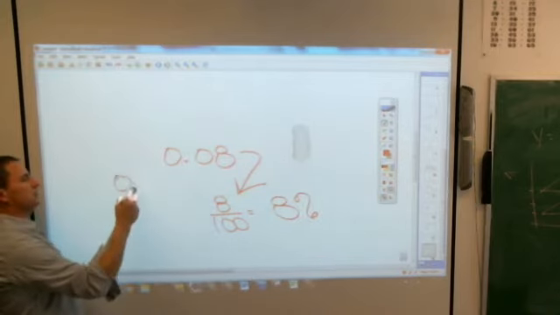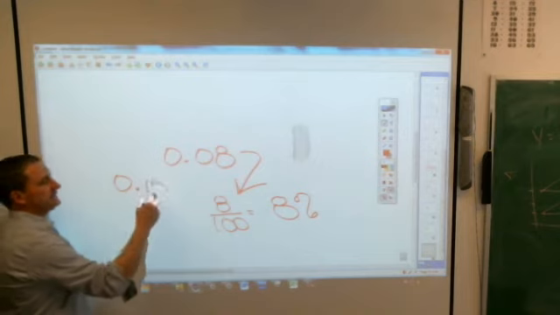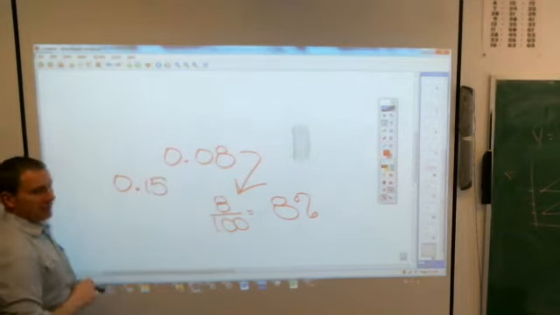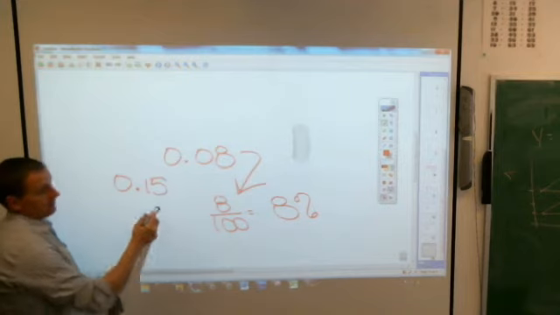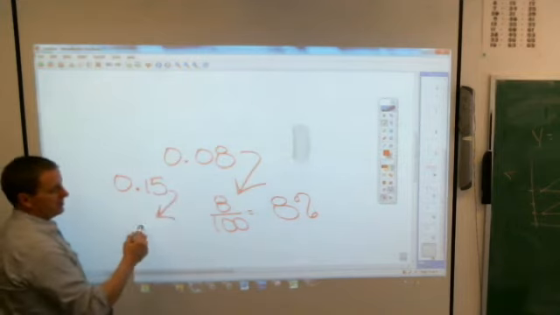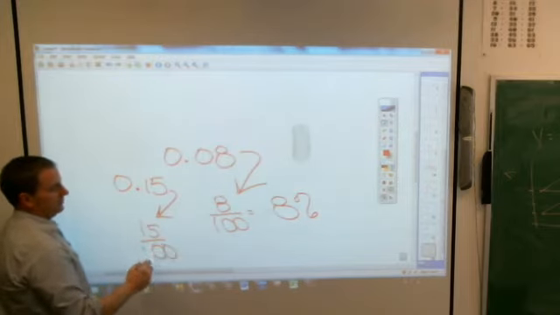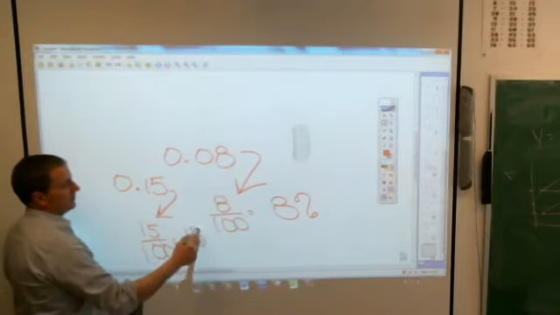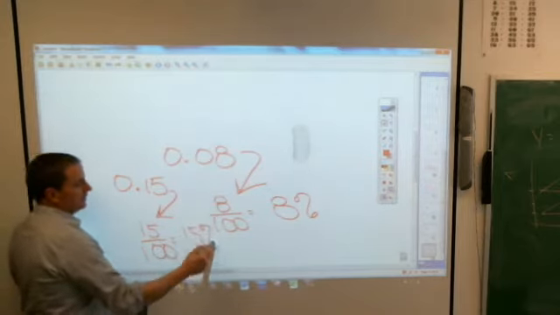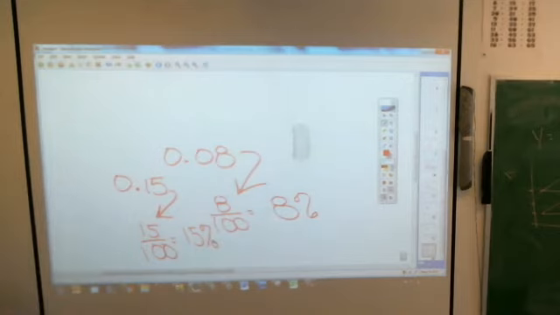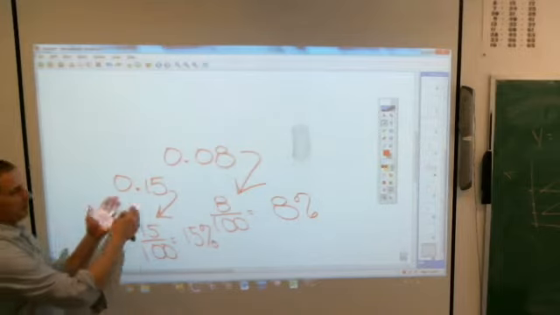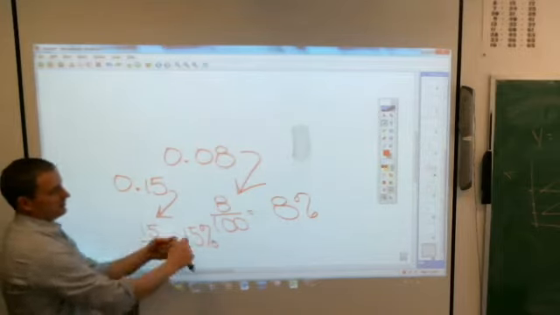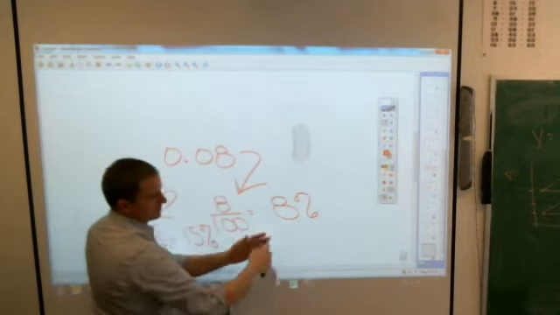Or what if you were given 0.15? What percent is that? Well, what is that as a fraction? 15 over 100, which means it would be 15%. Now here is where, let's see if the 6th graders are kind of a thinking sort of group. What do you notice about this and this and this and this?